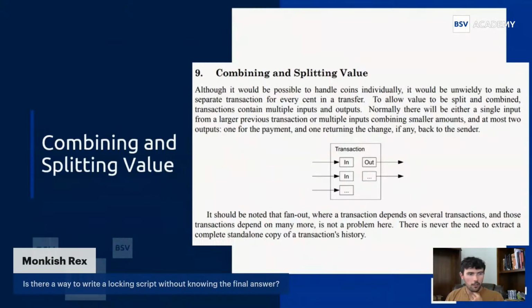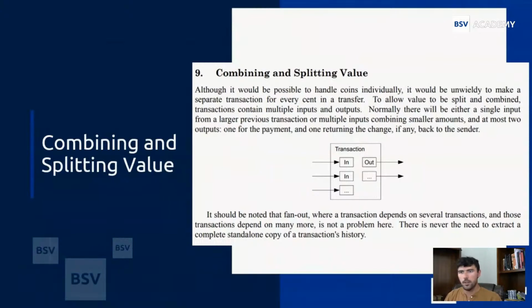Okay, is there a way to write a locking script without knowing the final answer? So yeah, definitely. Probably another good question, right? I mean, that to me is what is probably more exciting, right? Well, I guess let me think about this. I'm trying to think of a real world use case, right? So obviously I could right now come up with some example of like check a signature against some random value or something, or that's probably not even a good example.